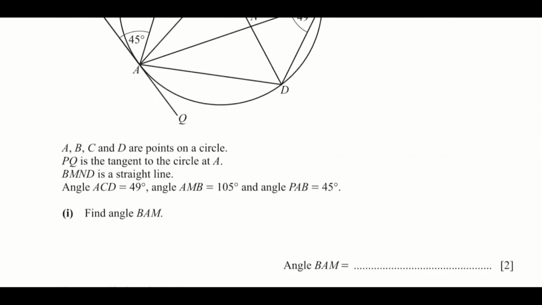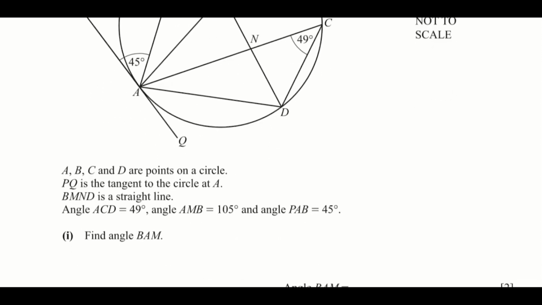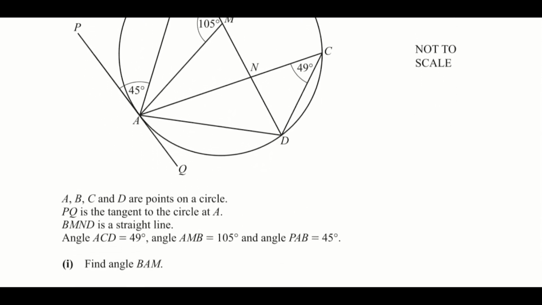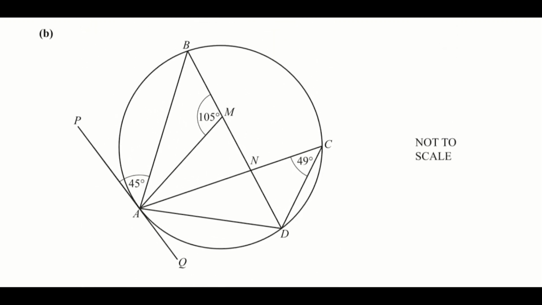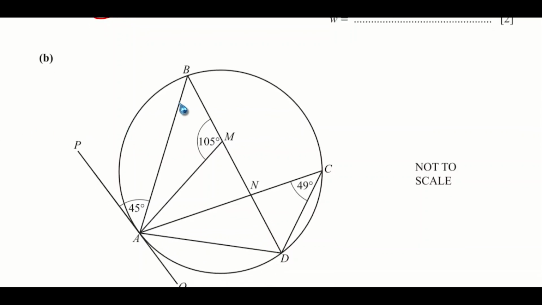Angle ACD is equal to 49 degrees, as in there. Then angle AMB is equal to 105 degrees, and angle PAB equals 45 degrees. Find angle BAM. To get angle BAM, let's see, angle BAM. So we want to get this angle.